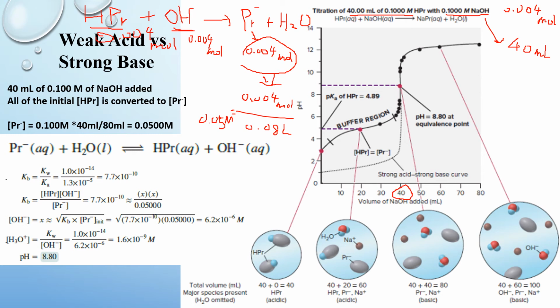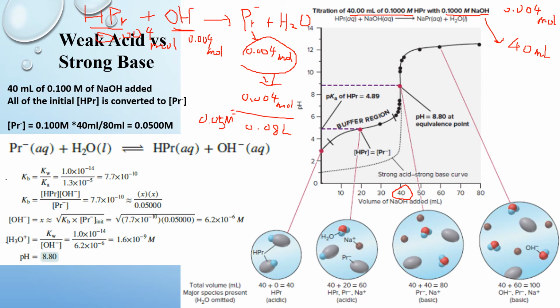Another way you can get this number is to assume that because all the HPR has been converted into PR minus, and the initial concentration for HPR is 0.1, it should be equal to the concentration of PR minus without considering the dilution. But because you have added another 40 milliliters of base, you're diluting it, so the initial concentration has been diluted by half, and it becomes 0.05. So both ways you can calculate the final concentration of this PR minus.